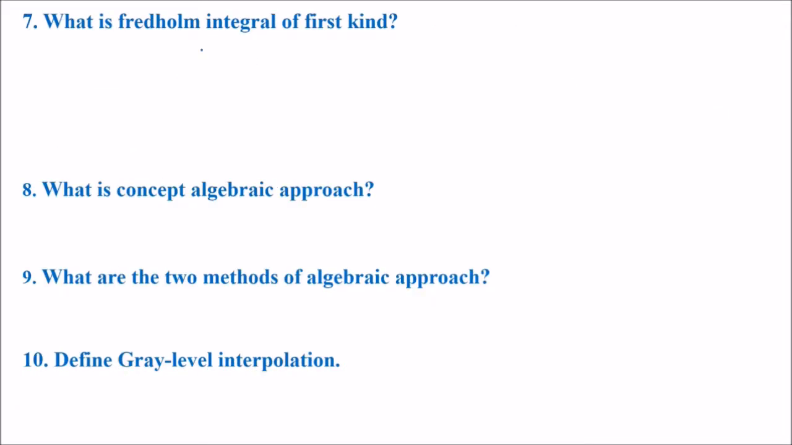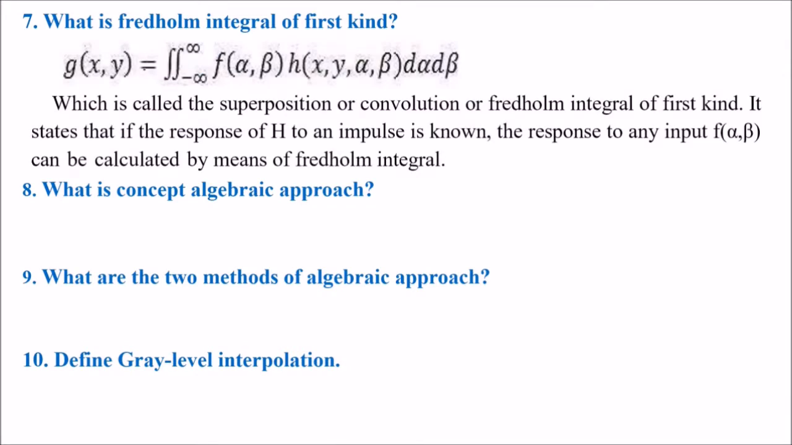Now what is a Fredholm integral of first kind? This is what we have just seen. This is the Fredholm integral of first kind, which is called the superposition or convolution integral. So it states that if the response of h to an impulse is known, the response to any input f(alpha,beta) can be calculated by means of the Fredholm integral. This is the expression which we are going to use. We can compute g(x,y) using this, and you can compute f(alpha,beta) by inverse of this.